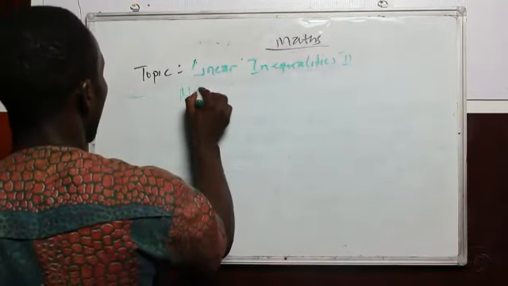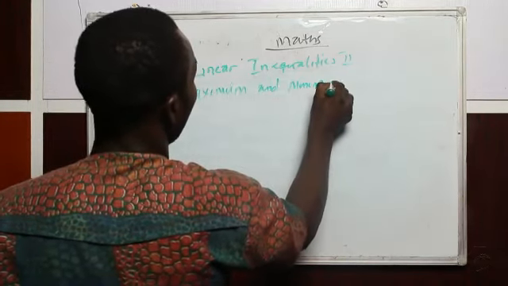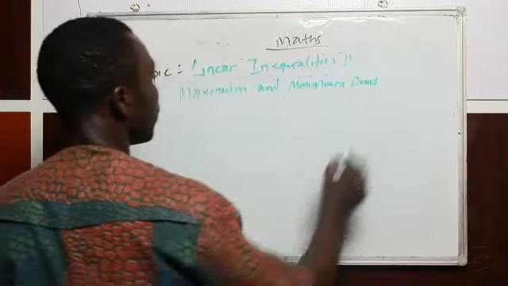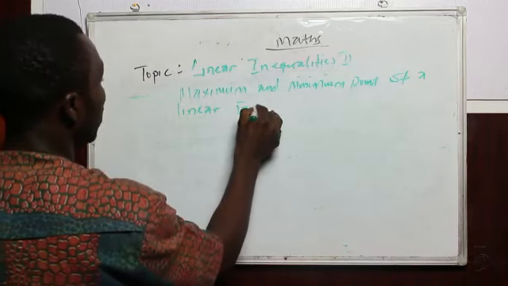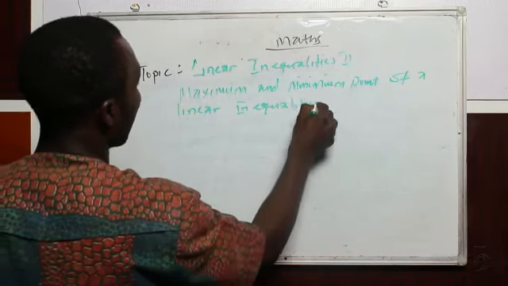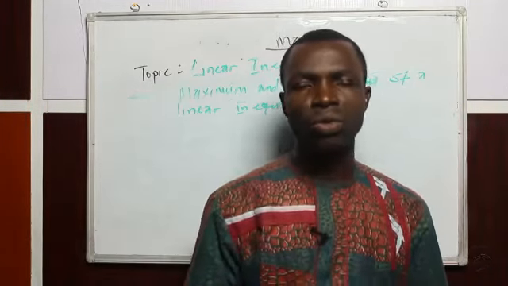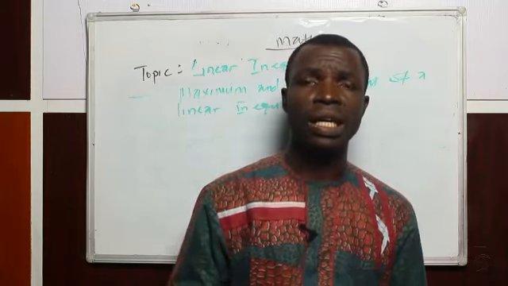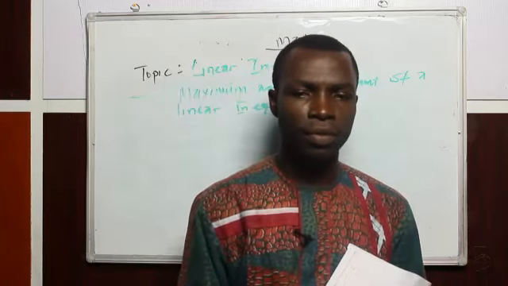Now, maximum and minimum points of linear inequalities. Now, we consider maximum and minimum point in quadratic equations when we're using graphical solution to solve quadratic equations. But here we are in linear inequalities. We want to use maximum point and minimum point to dictate variables on our graph.